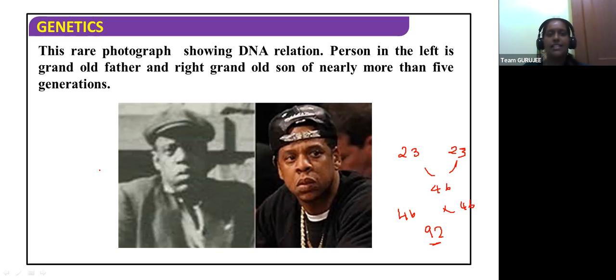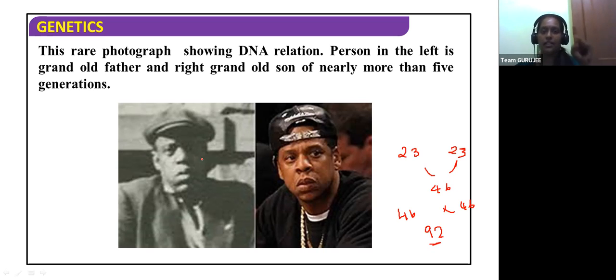So this is a rare photograph showing DNA relation. The person on the left is the great-grandfather, and the one on the right is the great-grandson, more than 5 generations apart. See, these are the conditions that are preserved in the DNA. So what is the DNA carrying? The DNA is carrying information for the eyes to be like this, the nose to be like this. All this is there in the DNA. It is preserved in the DNA, and the DNA is transferred generation after generation.